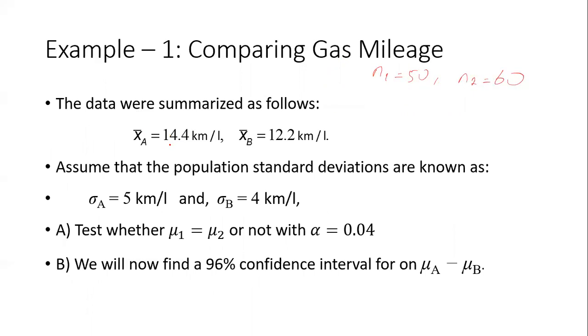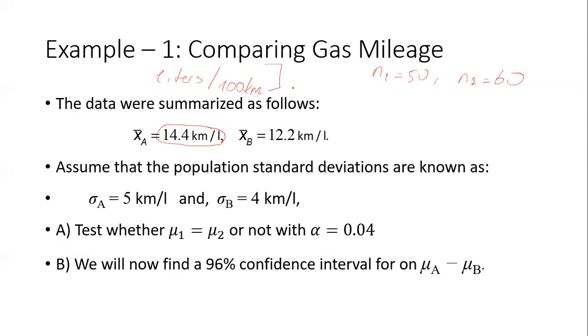So for 50 cars, the average consumption is, it's not the consumption, but the average kilometers per 1 liter, given as 14.4. As you might see, this is a little bit different than the unit that we use in Turkey. In Turkey, what we use is how many liters per 100 kilometers.